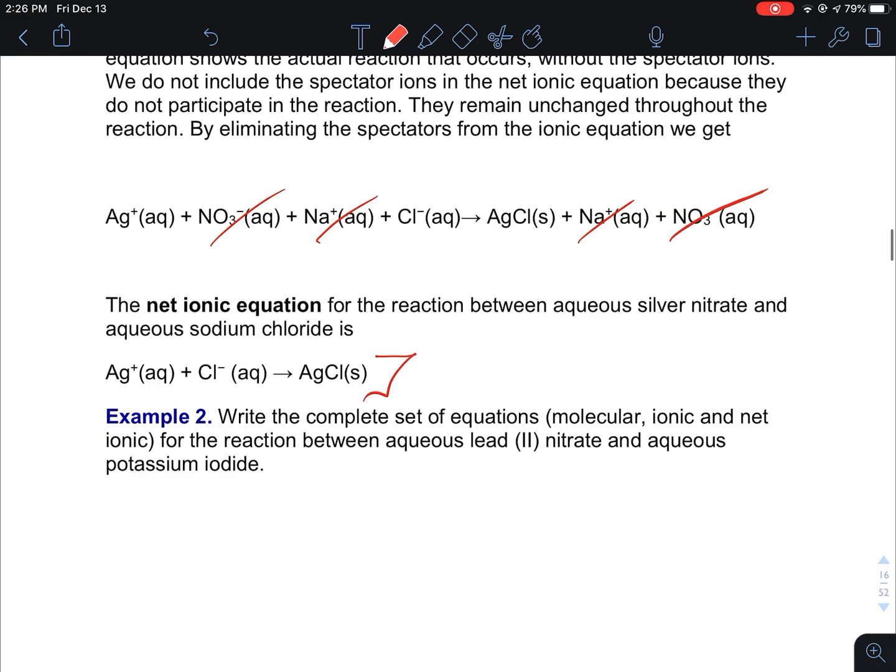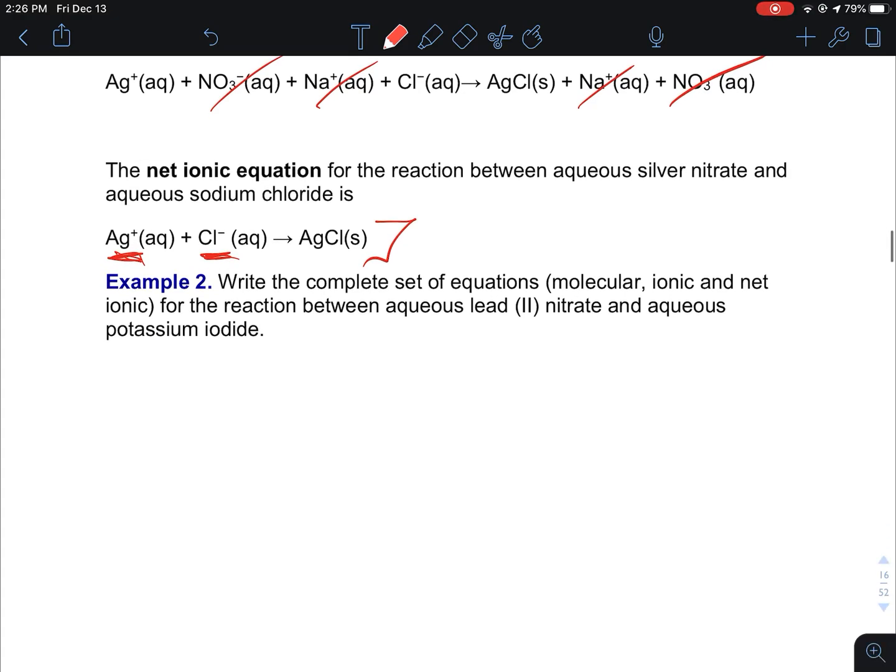And this net ionic equation specifically focuses in on what things are involved in the chemical reaction, and what concentrations are going to be important for figuring out how much precipitate is going to form.